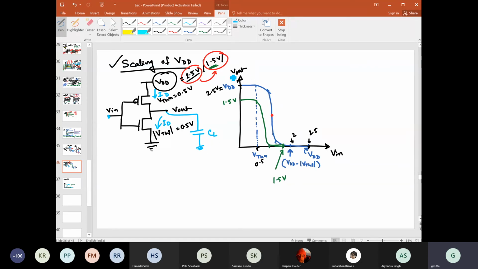right? But if you are reducing this Vin or this supply voltage VDD, that means you are going to also impact this VGS, right? So that, in another way, impacts the delay of this inverter.